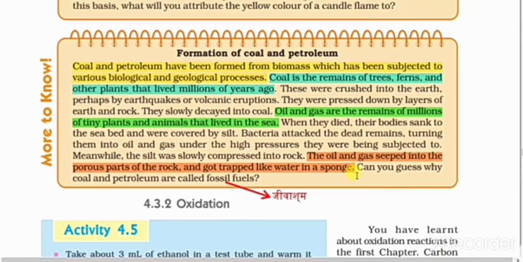Can you guess why coal and petroleum are called fossil fuels? These are deposited under the earth's crust. For millions of years, the remains of trees, ferns and other plants that lived millions of years ago have been deposited under the rock, and there is a formation of rock over them.